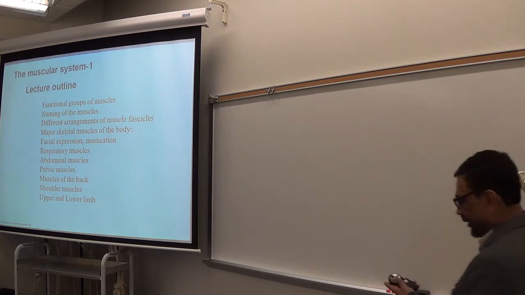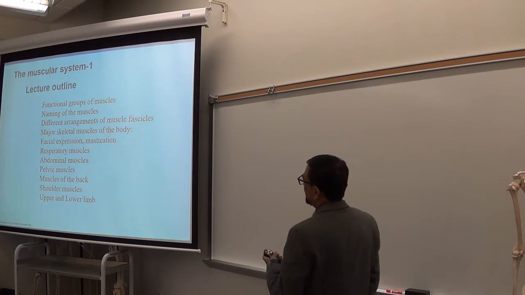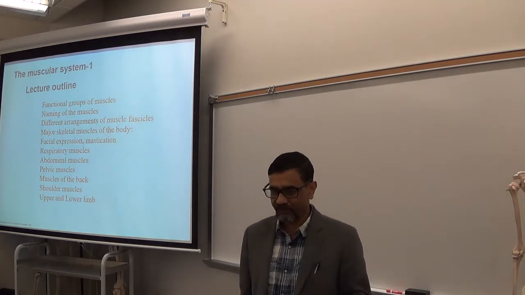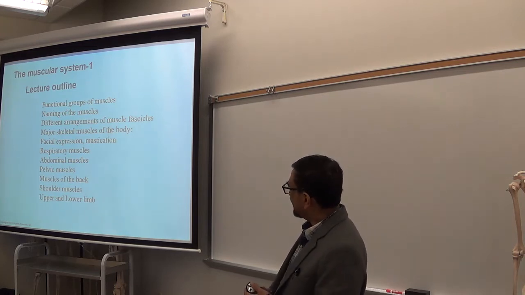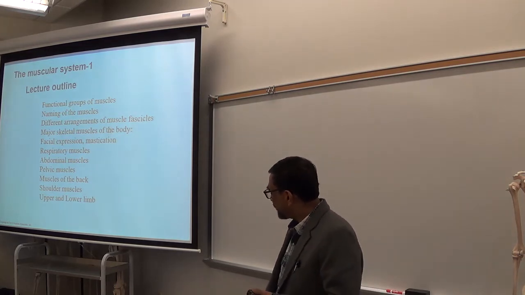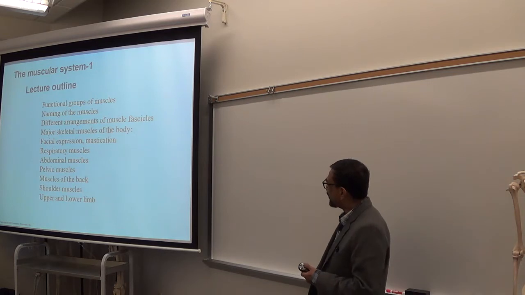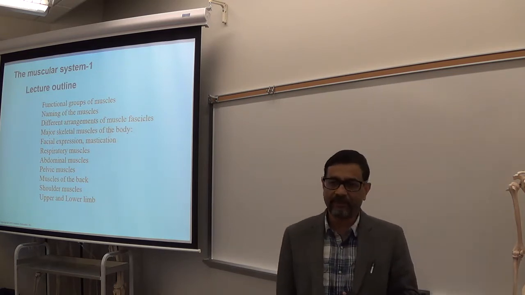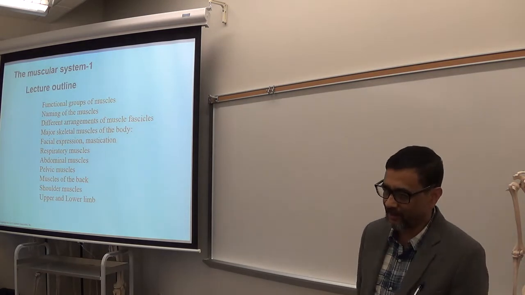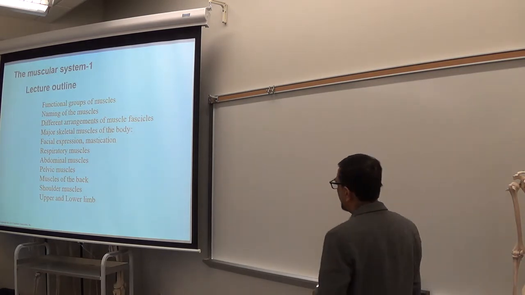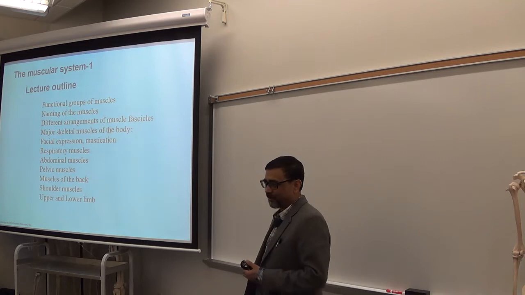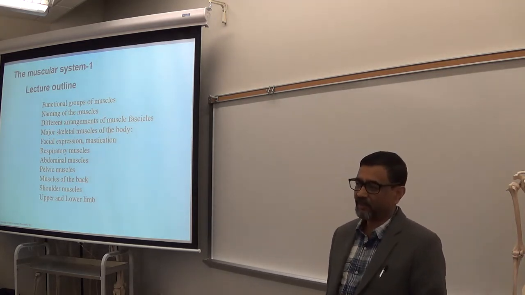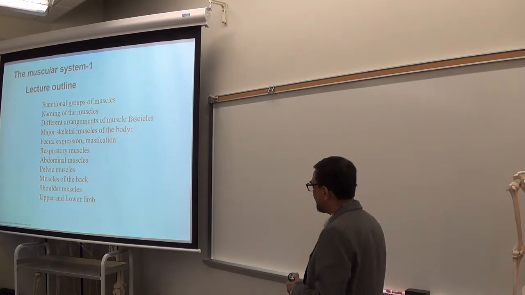First, we'll see how we group the muscles based on their functions. That is the functional groups of muscles. Then we'll see how we name different skeletal muscles. Then we'll talk about the muscle fibers or fascicles, and the arrangement of the muscle fibers or fascicles.